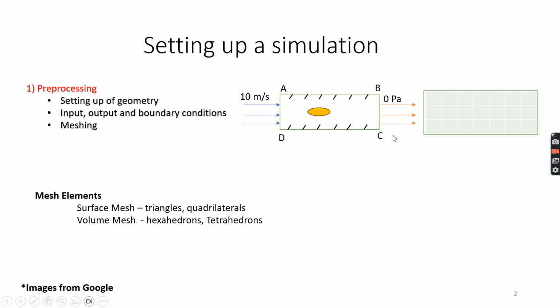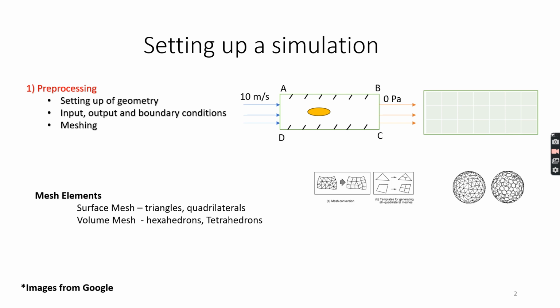If you look at a 3D object, in the real time cases, most of the simulations are done on 3D cases. So you have a surface and also the volume imbibed inside that surface. The surface elements are mostly triangles and quadrilaterals, while the volume mesh involves hexahedron, tetrahedron, prism, and those sort of elements.